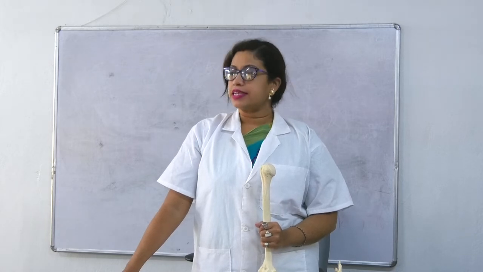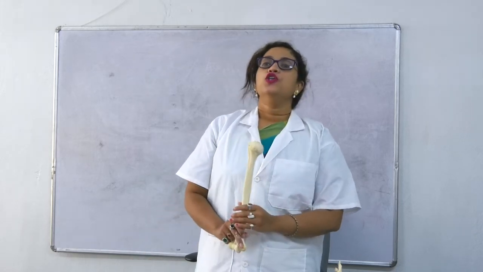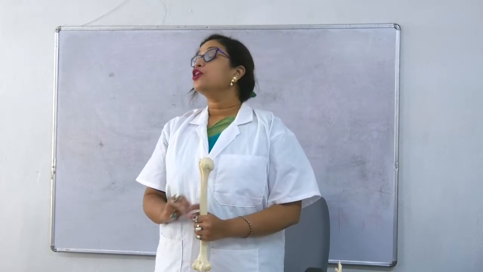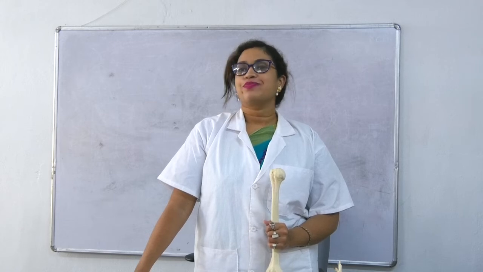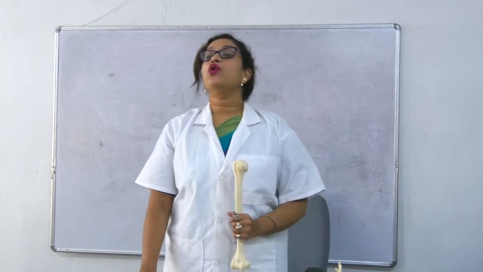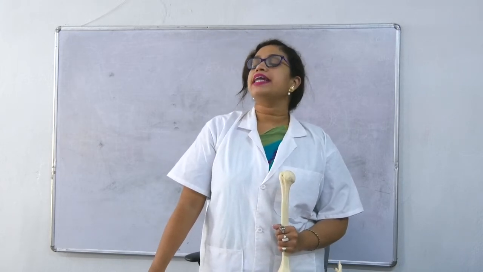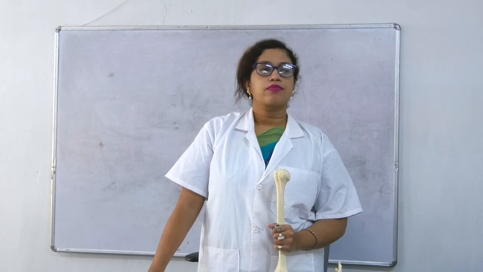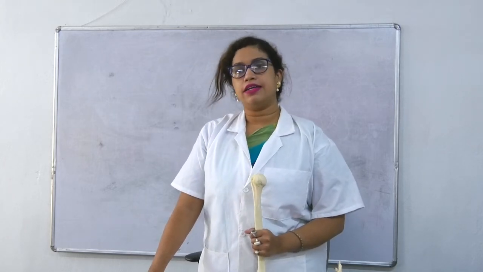So extension is not there. So why is flexion happening? Yes, correct. The counteracting nerve is active. So which are the counteracting nerves of the flexion group? Median nerve and ulnar nerve.